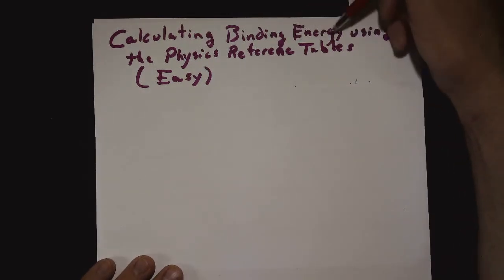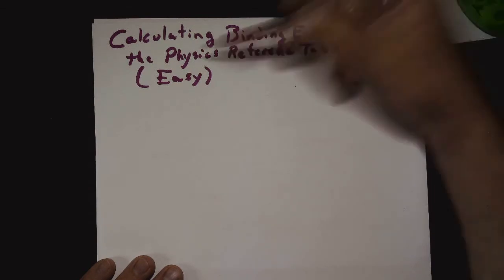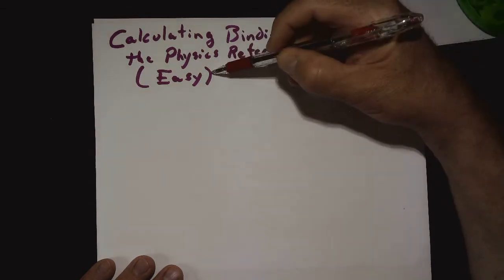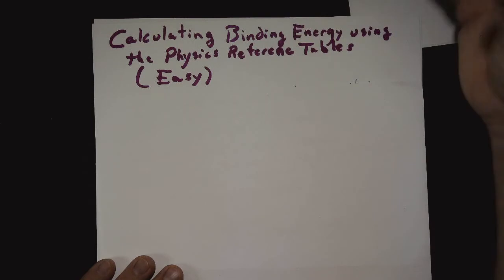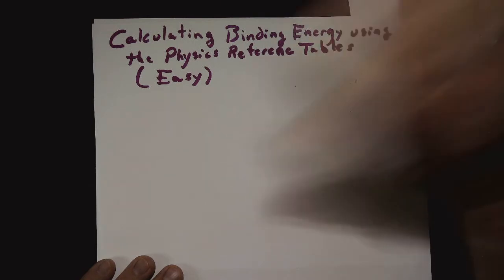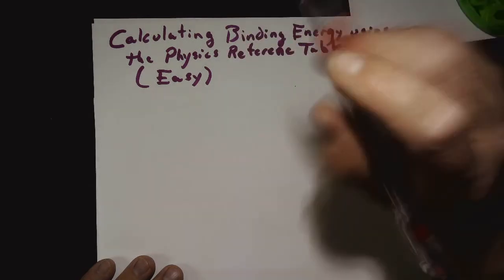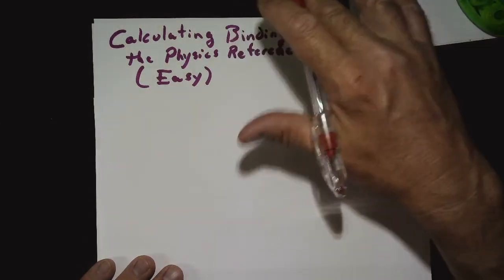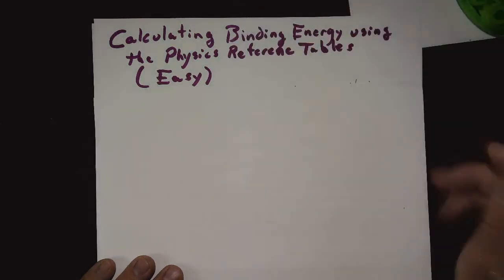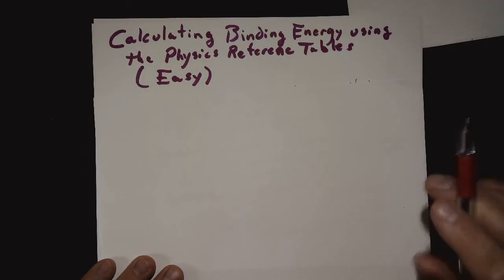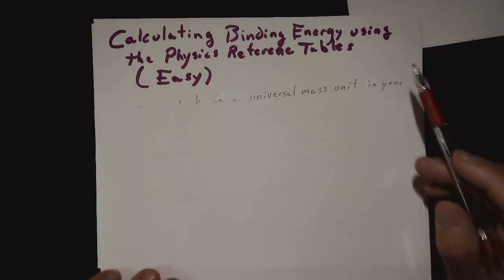But here we're using binding energy using the physics reference tables, and they make it easy for you. In the last episode I showed you what binding energy was and how to calculate it based on the idea of converting atomic mass units to kilograms and then putting it into E equals mc squared. Or there's another way you can use.